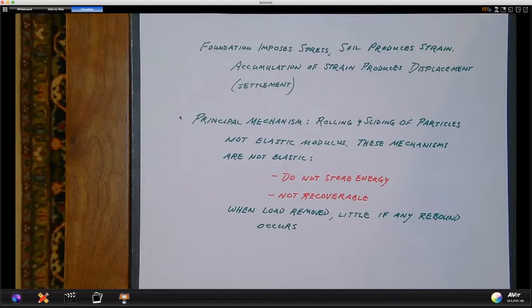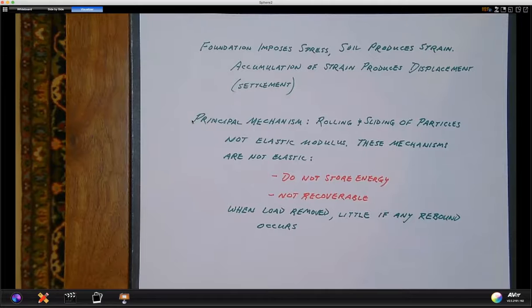Safety or economic concerns for that matter. The principal mechanism here for settlements is rolling and sliding of particles. It is not an elastic modulus. These mechanisms, sliding, rolling of particles, are not elastic. These mechanisms do not store energy, and the displacements experienced are not recoverable, indicating that if you take a load away from the loaded area, if you remove the load, little if any rebound will occur in those systems.